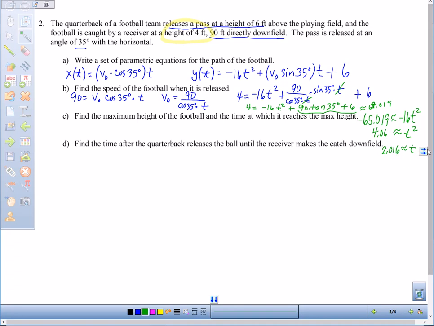This is when the ball was caught. So now that we know when the ball is caught, we can plug that back in to find the initial velocity. We know the time at which it's caught. Now we can find the initial velocity. So I'm still working on B over here. B continued. All right, so what I would do is that initial velocity is equal to 90 over cosine of 35 degrees times the time, 2.016. And this gives us an initial velocity of approximately 54.5 feet per second.